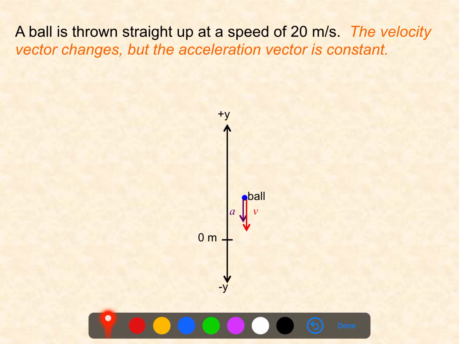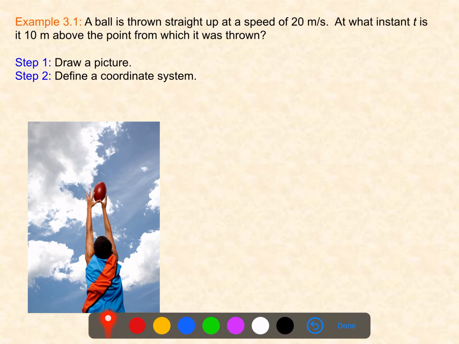So let's take this example and now apply it to some problem that you might have to solve related to this ball that's being thrown up with an initial speed of 20 meters per second. So let's say we want to know at what instant in time this ball is at a position where it is 10 meters above the point from which it was thrown. In order to do this, we're going to follow the steps we discussed last time, which is to draw a picture and define a coordinate system, step 1 and 2. We'll go through all 5 steps in this problem-solving process.